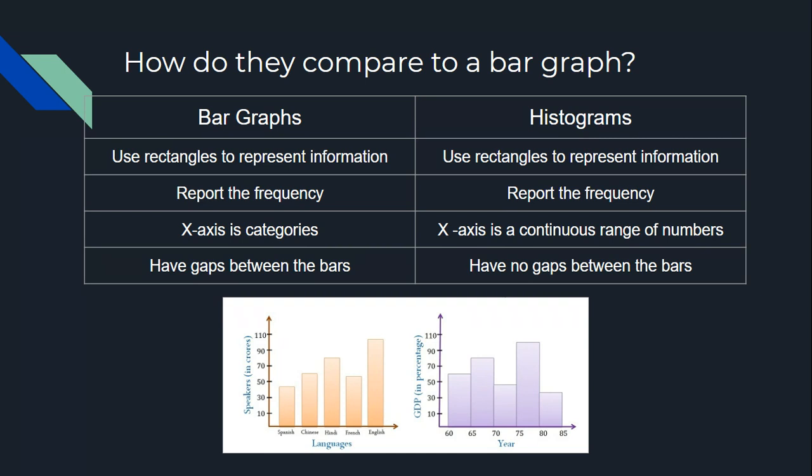Also, if you notice over here, there's gaps between the bars, and that's because they're categories and we don't want those categories to get blended together. But in a histogram, there are no gaps between the bars because they're successive intervals. It means there's no break between one number and the next number. They come in order and there's no gaps in between.